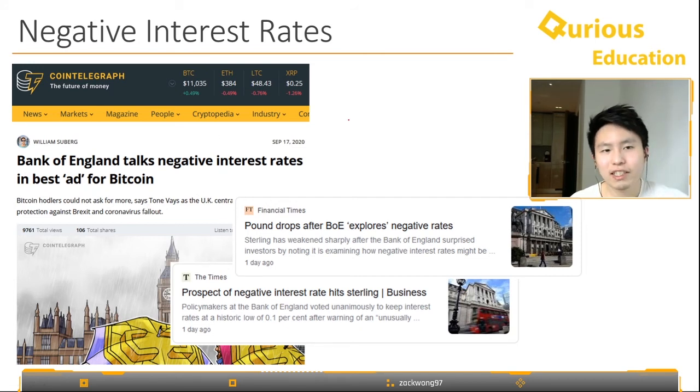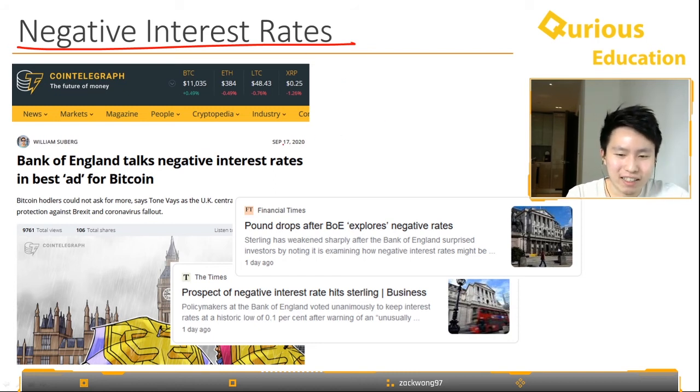Earlier in the lesson, we discussed the likelihood of negative interest rates in the near future, which means that we will need to pay banks for them to keep our money, and we will need to pay interest to banks instead of the banks paying us, which is kind of ridiculous.